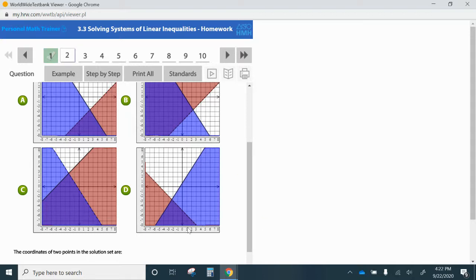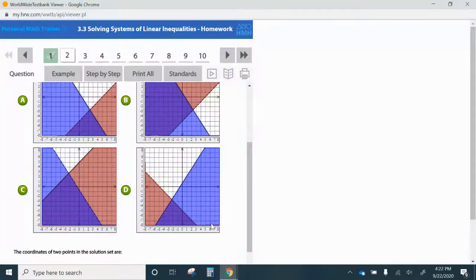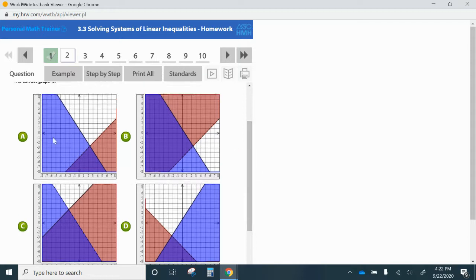So I know it's got to be shaded. Let me go back to the graph and look. The shading is below where it overlaps, and this one goes above, that's below, but it's on the wrong side actually. Let me go up, and the answer is actually A.